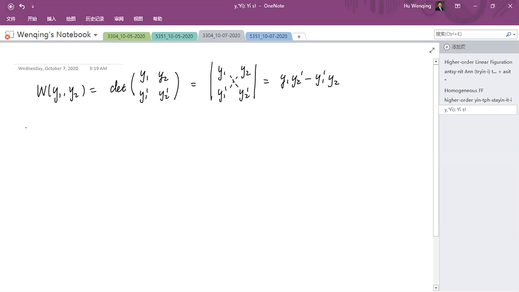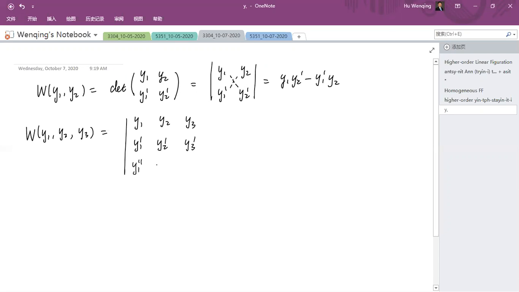So the problem is, how do you calculate the Wronskian of y1, y2, and y3? Let's say you have three functions. Then you're going to reach a determinant. You can write determinant, or you can write two long lines. I'm going to just use two long lines. So that's y1, y2, and y3, y1 prime, y2 prime, and y3 prime.